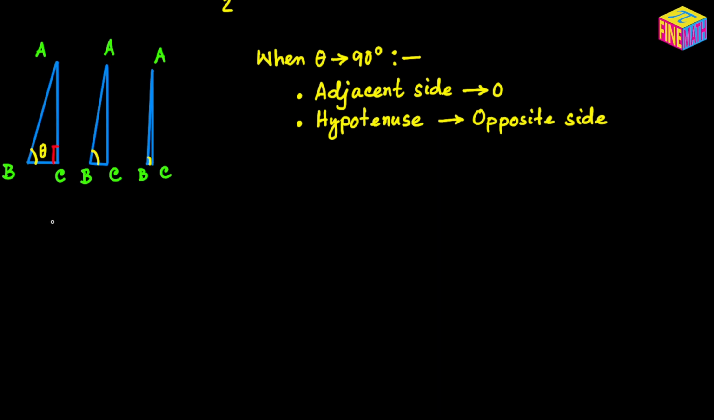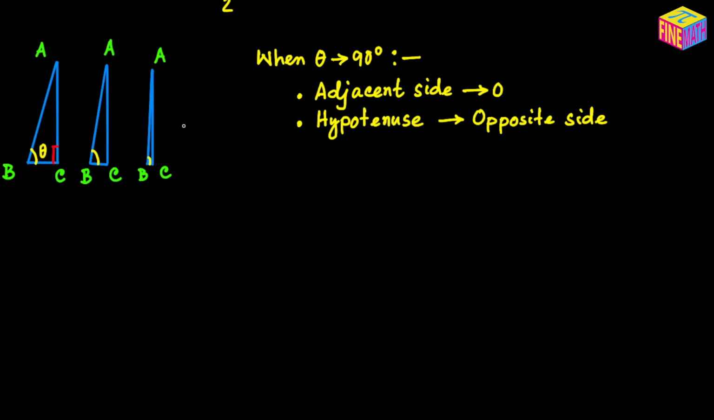Now if you carefully look at it, you will see that when I am making theta as close to 90 degree as possible, the adjacent side length, which is BC, is becoming smaller, and ultimately it will become 0 when theta becomes 90 degree, right? So I'm saying that when theta approaches 90 degree, the adjacent side is approaching 0.